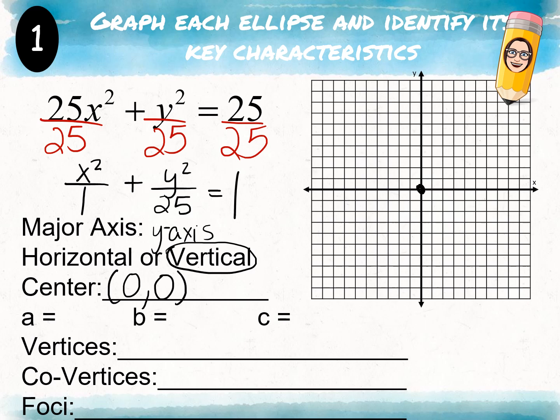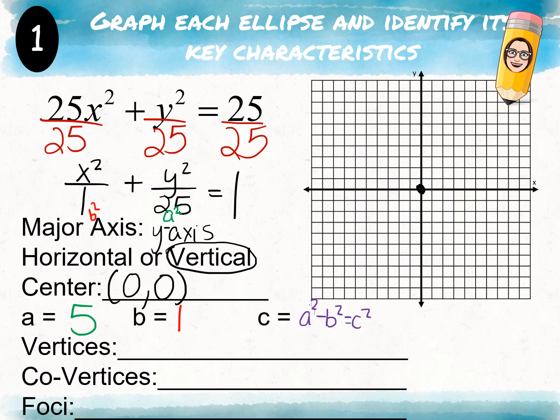A comes from the larger denominator. This right here is a squared. Therefore, A is 5. B comes from the smaller denominator. B squared is 1. If I square root that, I get 1. C requires a little bit of work. You have probably some space to do that. We need to use our formula. A squared minus B squared equals C squared.